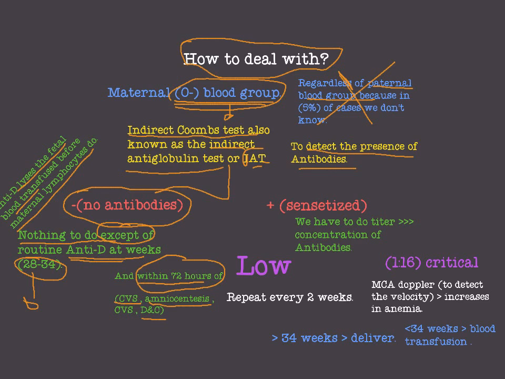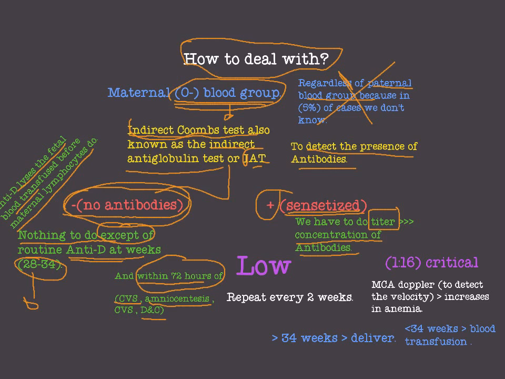This is if we have a negative indirect Coombs test, no antibodies. What if we have a positive or sensitized indirect Coombs test? So we have antibodies against fetal blood. What do we have to do? We have to do a titer to know the concentration of antibodies. Is it low? Is it high? Is it critical?